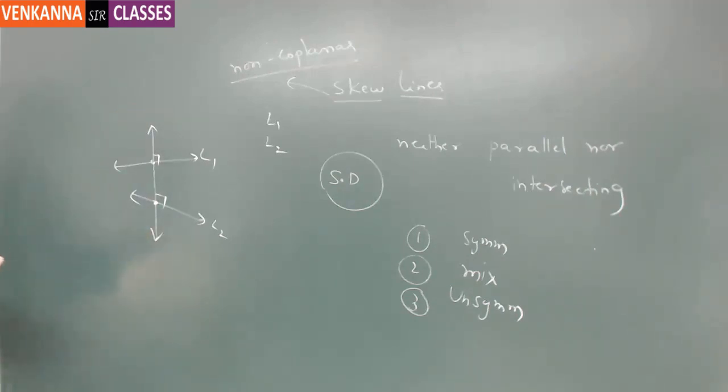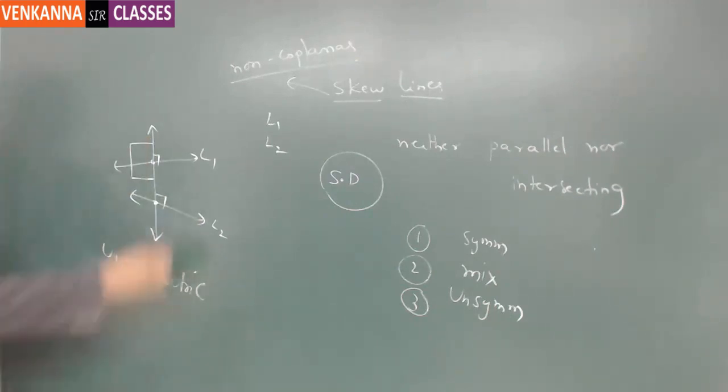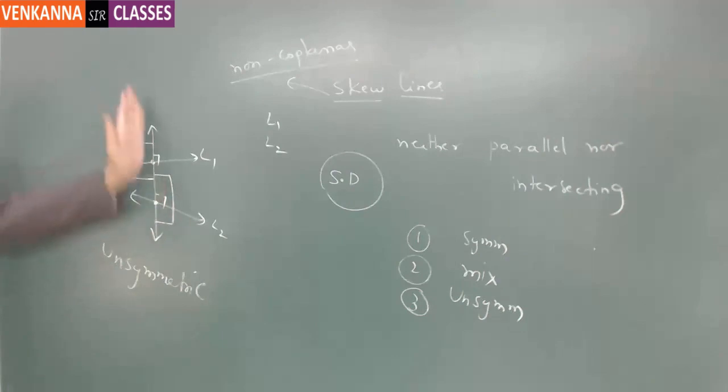Generally we represent the line of SD in unsymmetric form. So how do we represent it? We have to calculate 2 planes, one plane containing this part, another plane containing this part. These 2 planes intersect. This intersection is nothing but the line of SD, the distance line. Okay? Is the context clear?